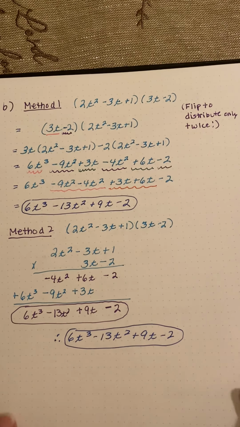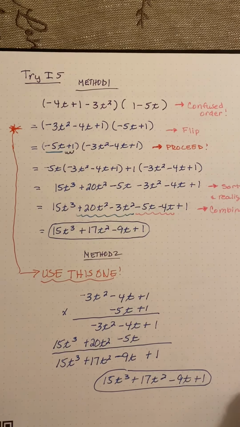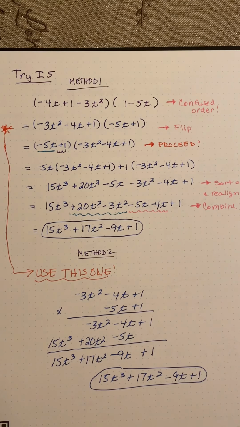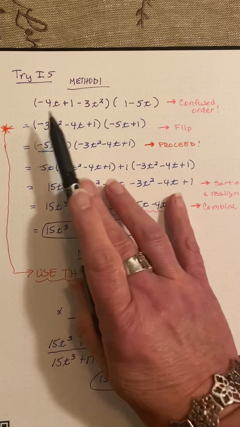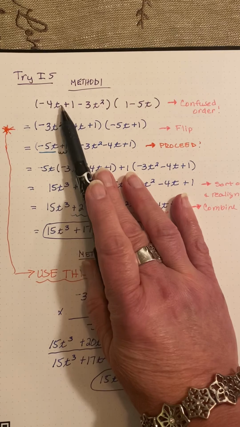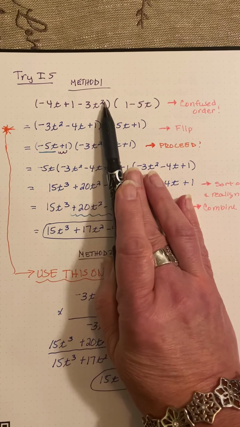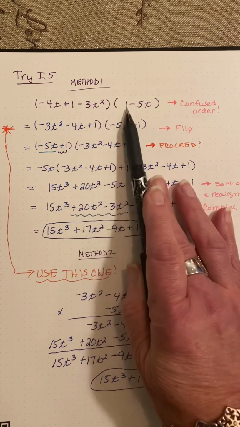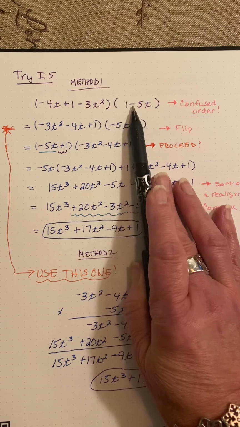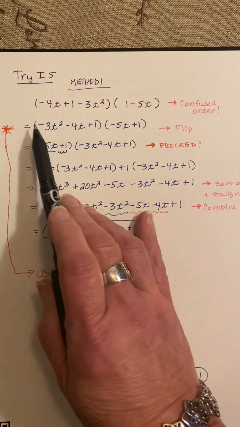That is triad 4. Now, triad 5, we have a method 1, again, and a method 2. Again, use anything you want. Again, we have a confused order in this one, and you'll see what I mean. We have negative 4t plus 1 minus 3t squared. What's up with that? Usually you start with the t squared, followed by the t and then the single digit. And then here you got it flipped again. So 1 minus 5t.